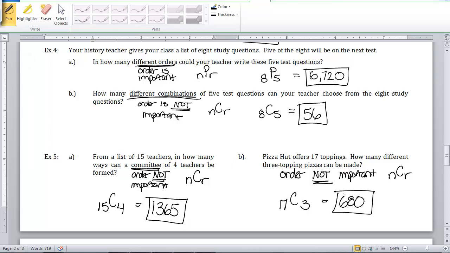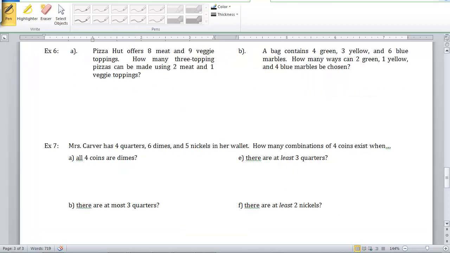In B again, order was not important. It's going to be the same pizza whether you put cheese, pepperoni, and then sausage, or sausage, pepperoni, then cheese. So from the 17 toppings, I needed to choose 3, and that calculates to 680 different pizzas. Let's now look at the examples on the next page.